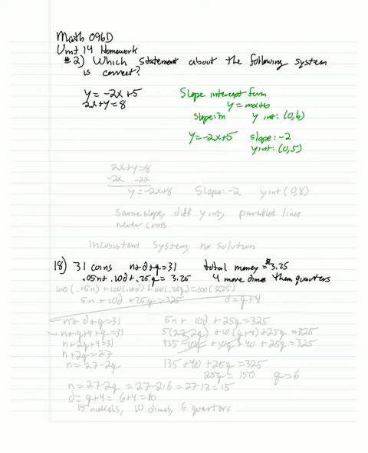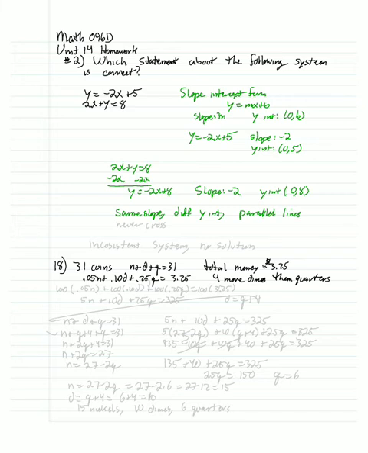For the second one, you have 2x plus y equals 8. And if I subtract 2x from both sides, I have y equals negative 2x plus 8. So for that, the slope is negative 2, and the y-intercept is (0, 8). So since they have the same slope but different intercepts, they are parallel lines. So same slope, different y-intercept, parallel lines.